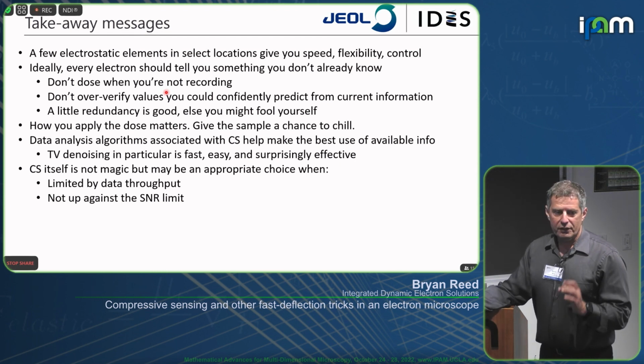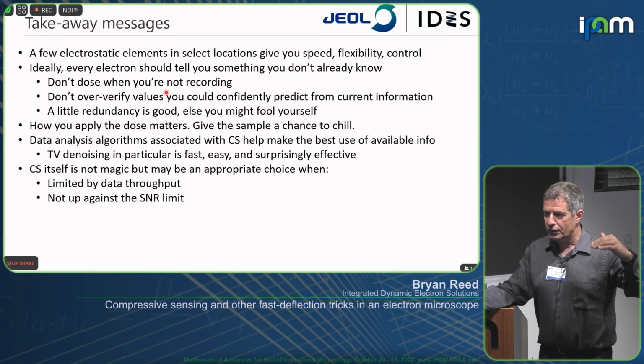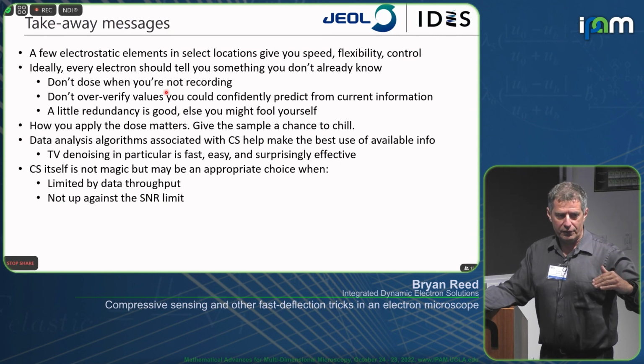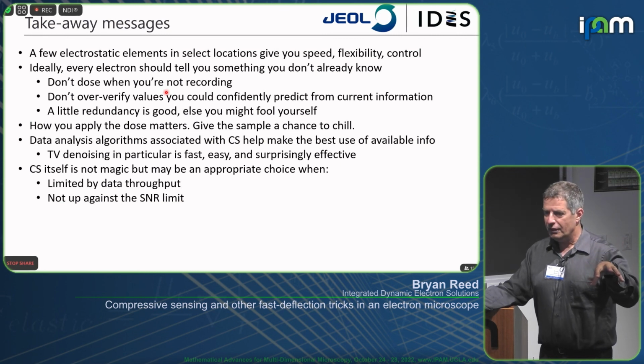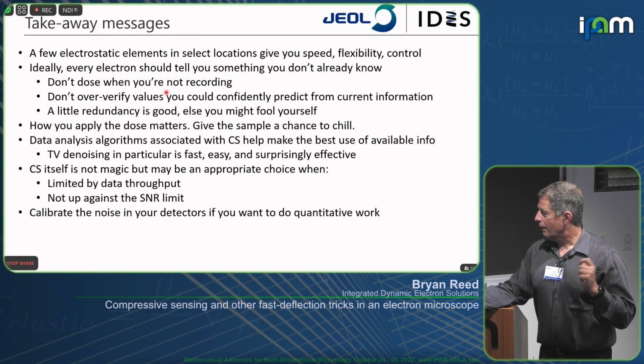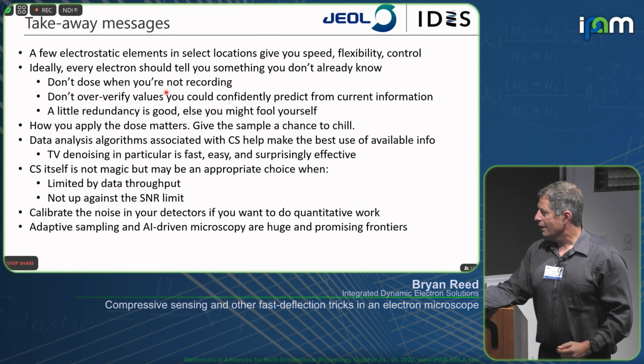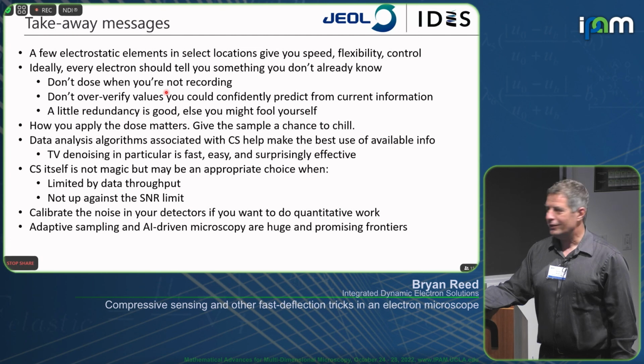The classic theory of compressive sensing is about reducing the number of numbers you need to get a certain data set, not reducing the number of electrons you need to throw at a sample to get what you want. And it turns out they're very, very different things. Calibrate the noise in your detector if you want to do quantitative work. Adaptive sampling and AI-driven microscopy are huge and promising frontiers, but I don't need to tell you that.